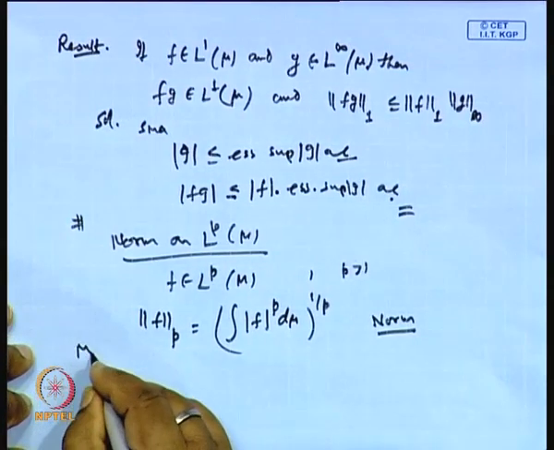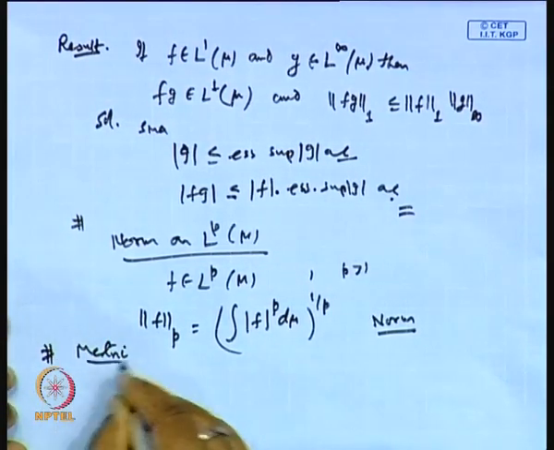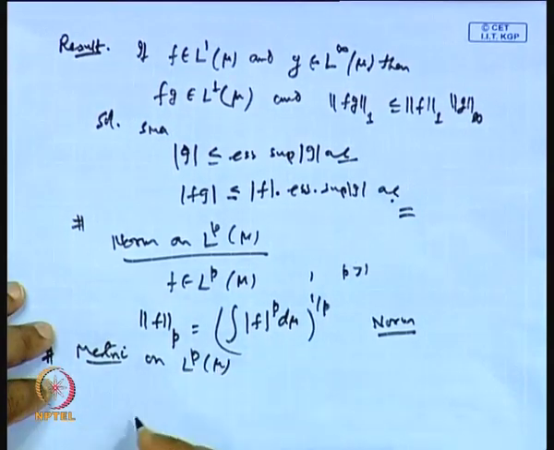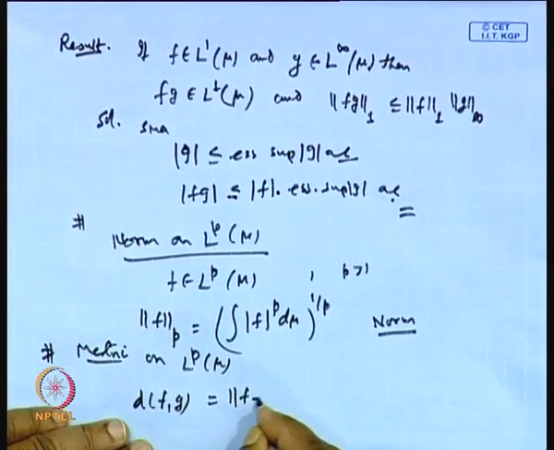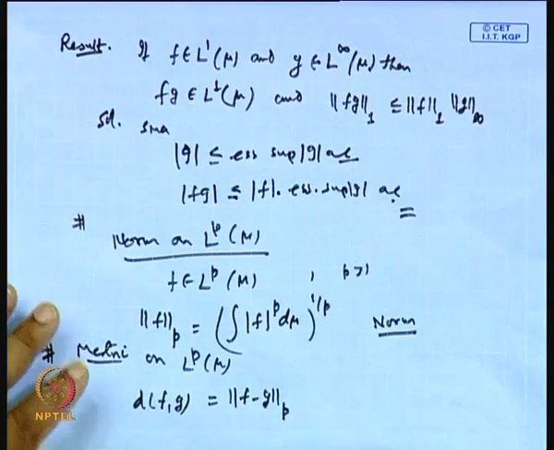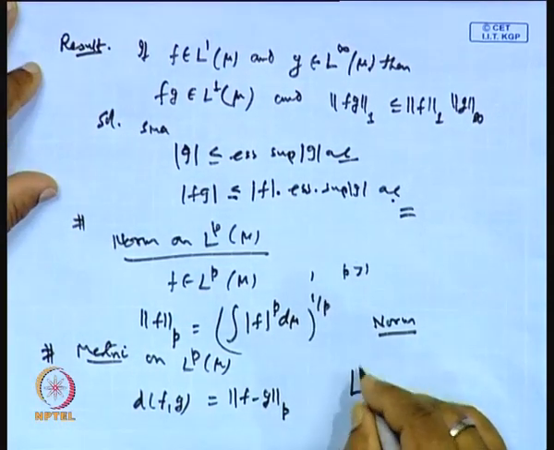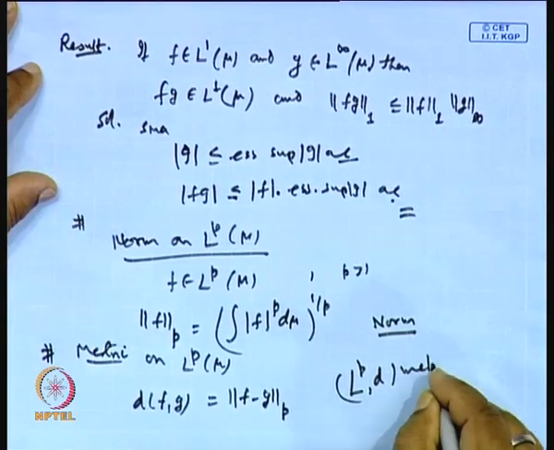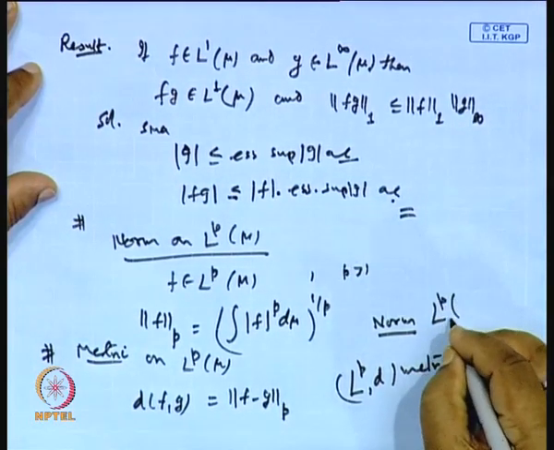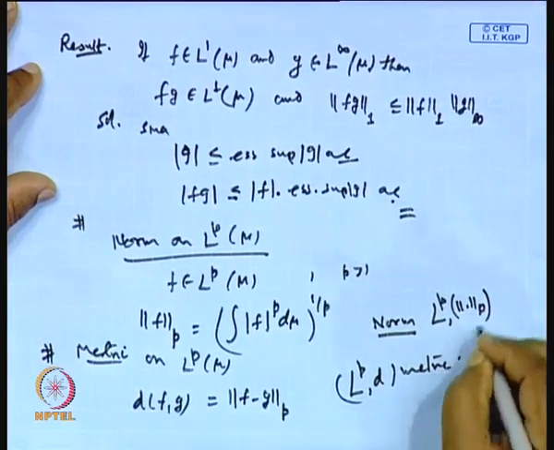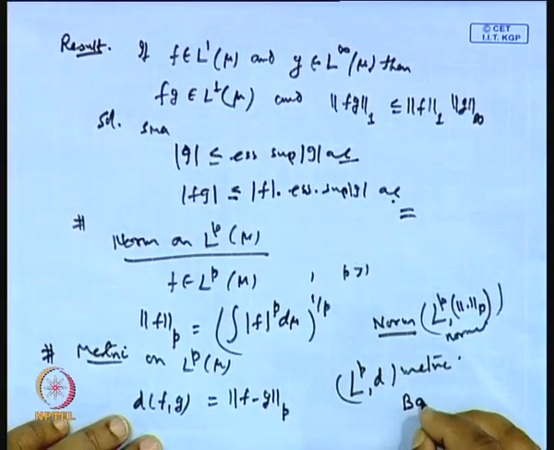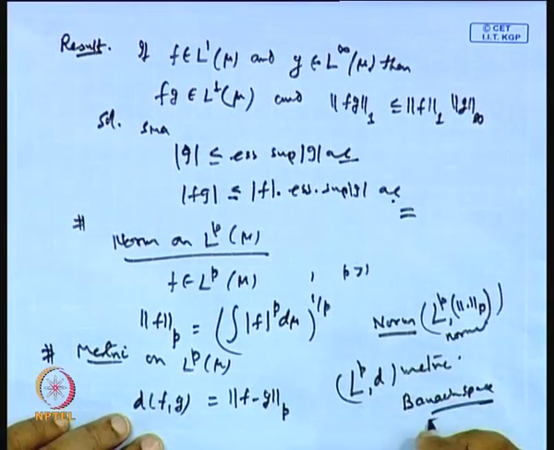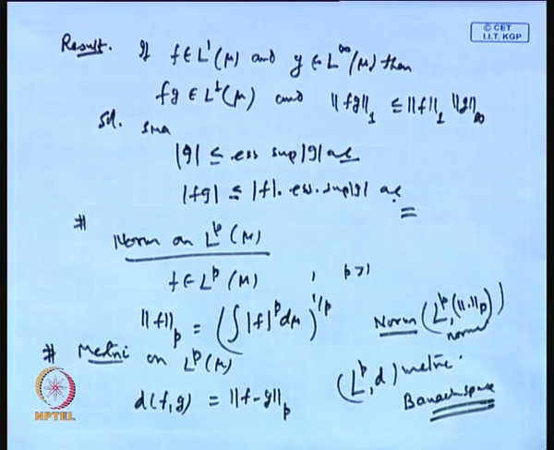And further, a metric on L^p can also be introduced, that d of f, g is equal to the norm of f minus g in L^p, and all the properties of a metric hold. So, capital L^p becomes a metric space also. Capital L^p under this norm becomes a normed space, okay? And in fact, it is a Banach space, which one can prove. That is all. Thank you very much.